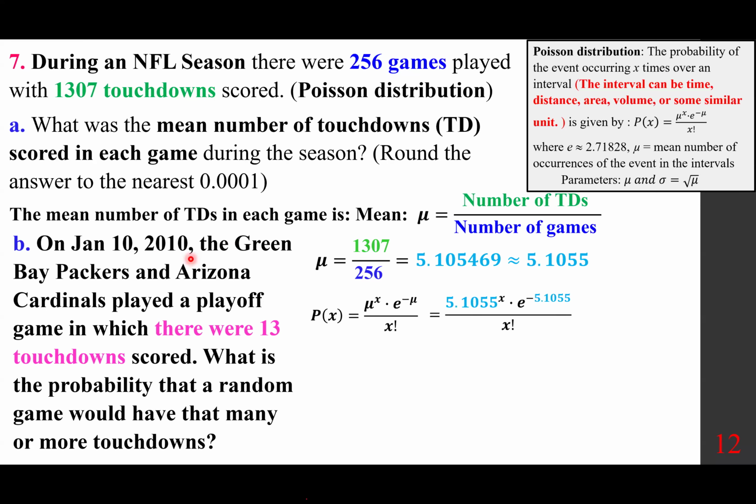On January 10, 2010, the Green Bay Packers and Arizona Cardinals played a playoff game in which there were 13 touchdowns scored. What is the probability that the random game would have that many or more touchdowns? So we want the probability of X larger than or equal to 13. So what does it mean? Probability of X equals 13 plus 14, 15, 16, and sky's the limit. So I hope you see that it's pretty difficult to do that. But if we go with a complementary event, it's the same as 1 minus probability of X less than or equal to 12.